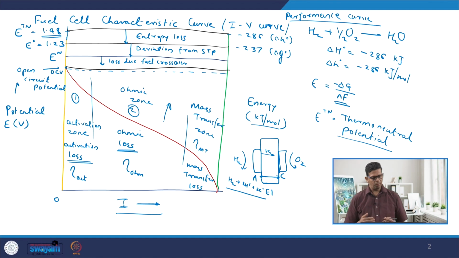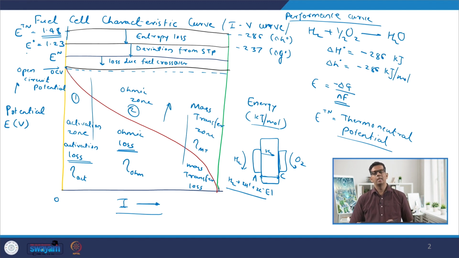However, we also have to subtract the loss due to entropy, after which we get the energy available at our disposal as 237 kilojoules per mole of hydrogen. If converted into potential, we get 1.23 volt, and this 1.23 volt, as we can see, is called the reversible cell potential at standard temperature and pressure conditions.